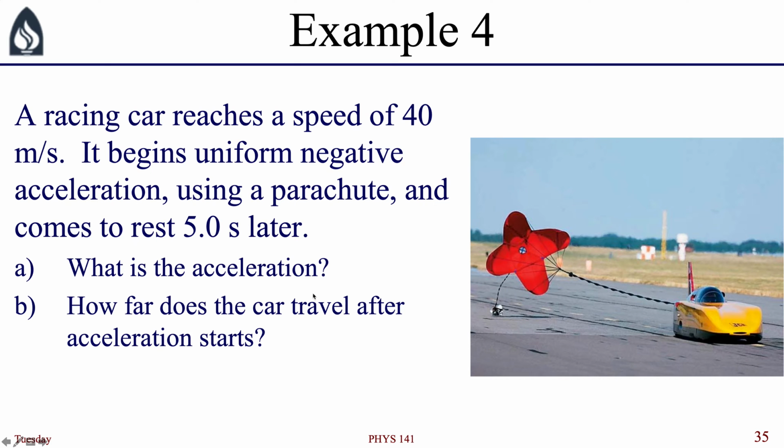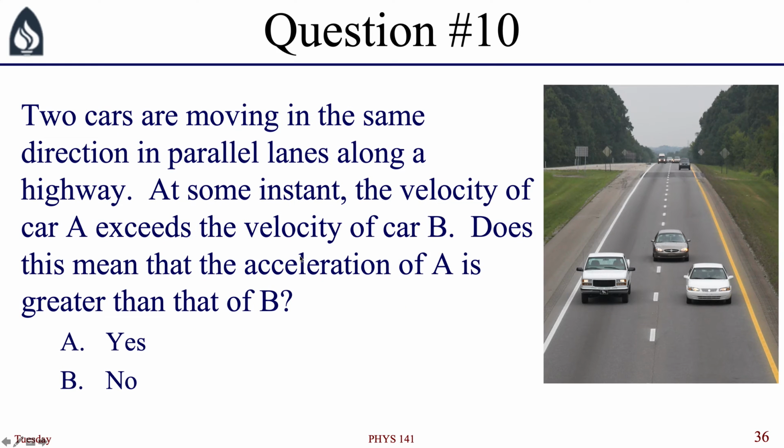So here's a question for you. Let's say we have two cars that are moving in the same direction in parallel lanes along a highway. At some instant, the velocity of car A exceeds the velocity of car B. Does this mean that the acceleration of A is greater than the acceleration of B? Does that necessarily need to be true? Yes or no? So pause the video here and give this some thought. If the velocity of A is greater than the velocity of B, is A's acceleration also greater?